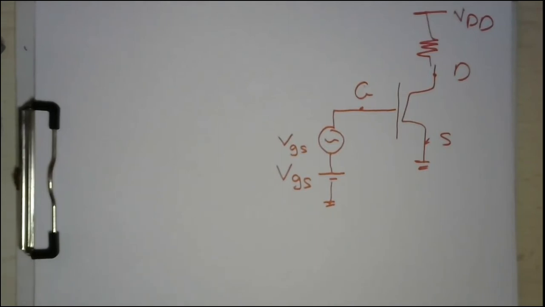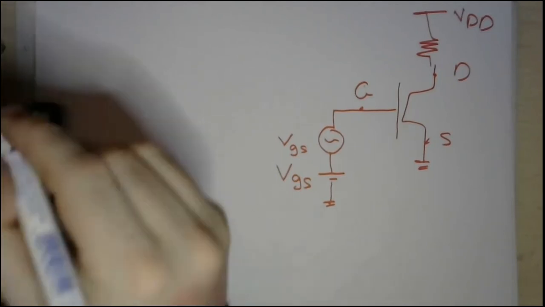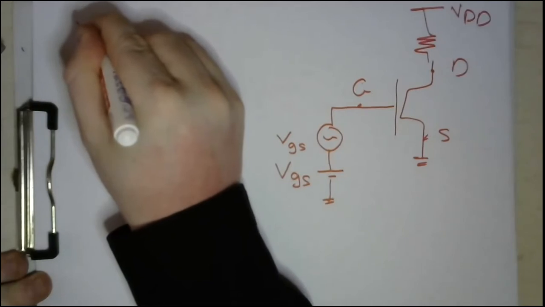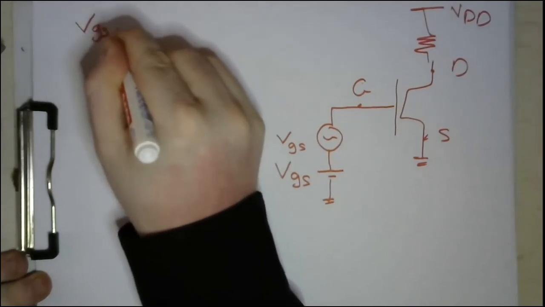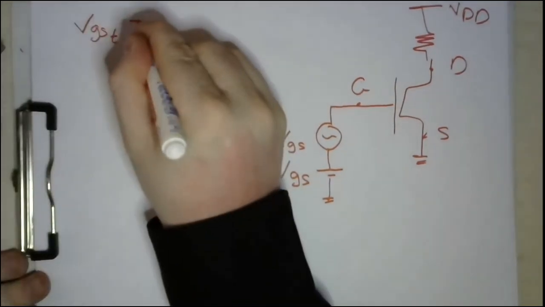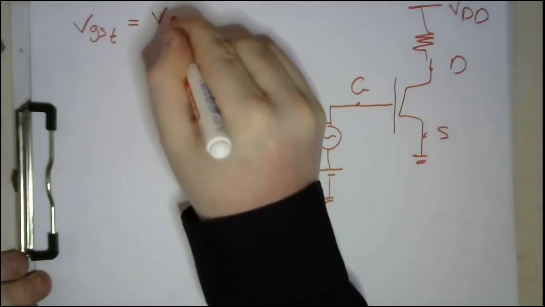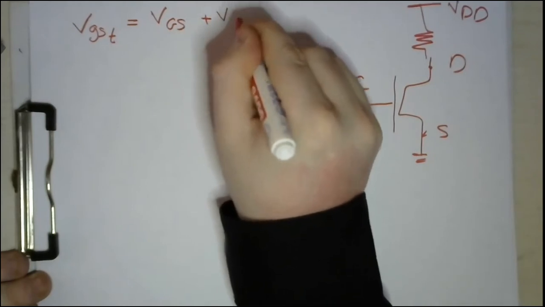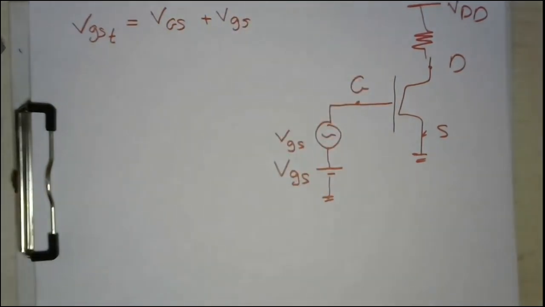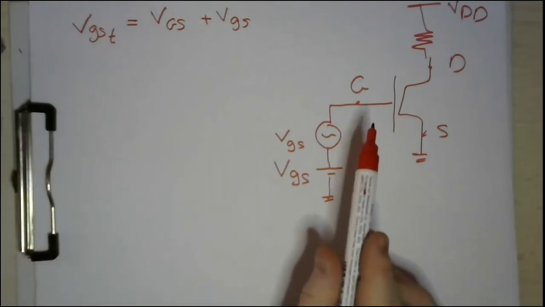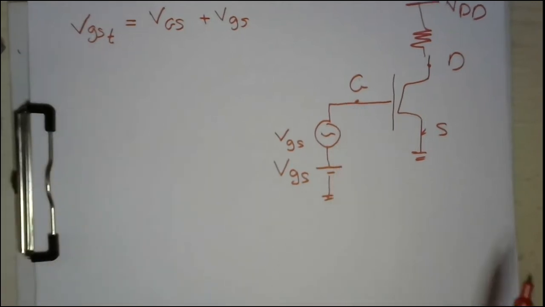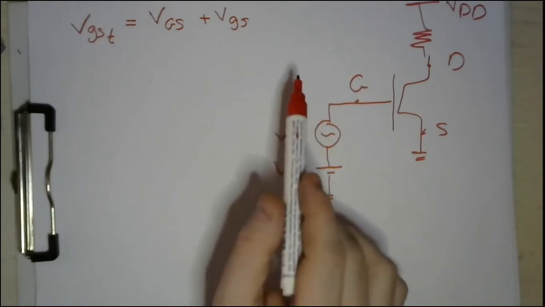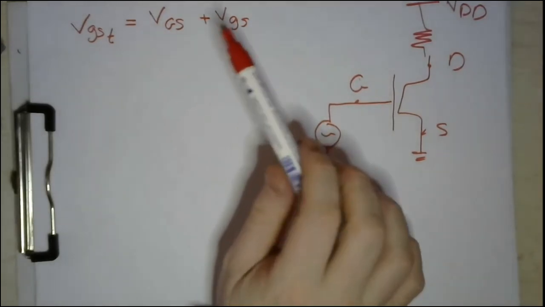Okay, so we can say in a very easy manner that our total VGS is equal to capital V GS plus small v gs. So the voltage applied to the gate, because the source is grounded, is the sum of this capital V and small v.